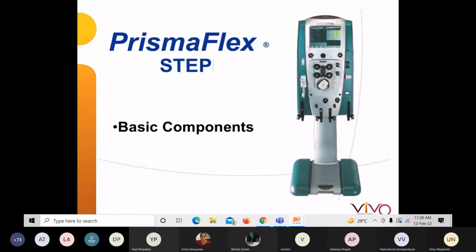Now, this is one of the CRRT machines. It's a Prismaflex manufactured by Gambro, and now it is marketed by Baxter India Limited. So we are going to discuss the basic components of these machines. This is the CRRT machine.